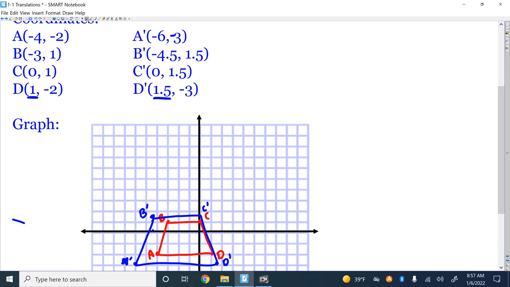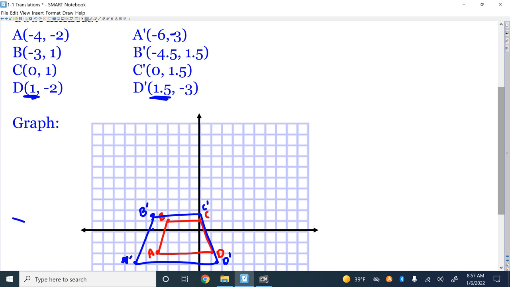Wait, so how do you know it's 1.5? Do you just pick a number and kind of guess and check to see? I always like to start with 1. 1 times what is 1.5? Oh, okay. 1.5. So that's usually the easiest one to tell. So what does that do? It just expands. It enlarges our shape.